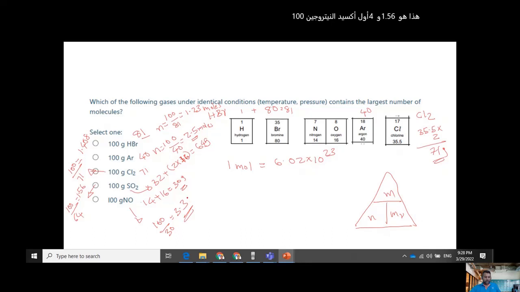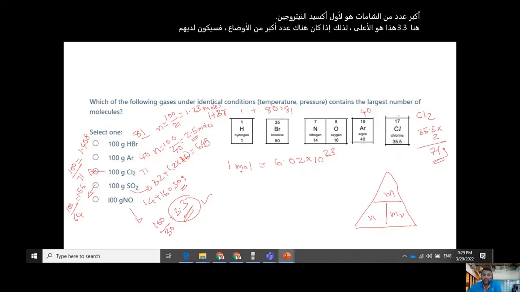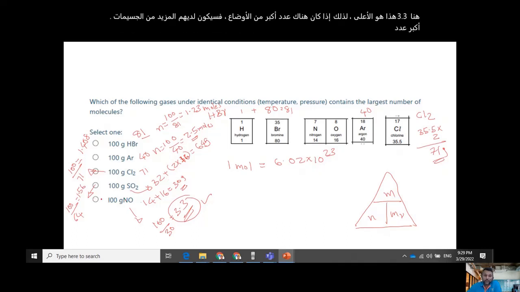So the highest number of moles is for nitrogen monoxide. See here, 3.3. This is the highest. So if more number of moles, they will have more particles. Largest number of molecules, that will be nitrogen monoxide. So the answer here is the last one.